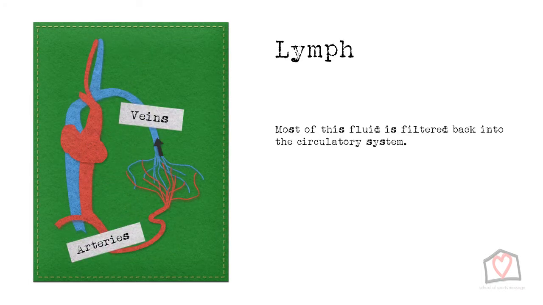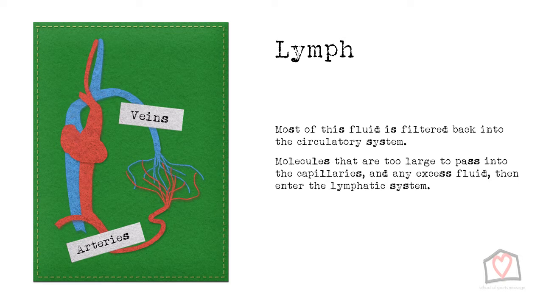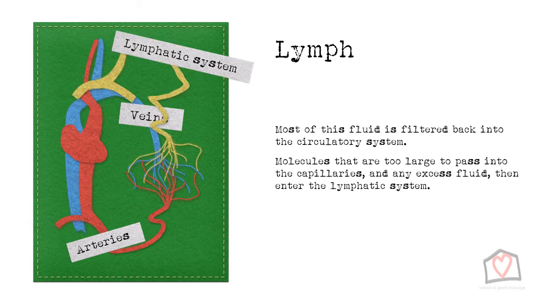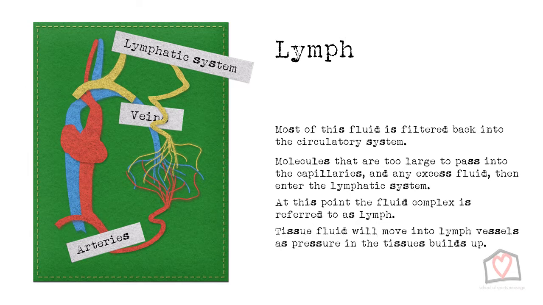Most of this fluid is filtered back into the circulatory system, but any molecules, such as bacteria, that are too large to pass into the capillaries, and any excess fluid, are able to enter the lymphatic system, at which point the fluid complex is referred to as lymph. Tissue fluid will move into lymph vessels as pressure in the tissues builds up.